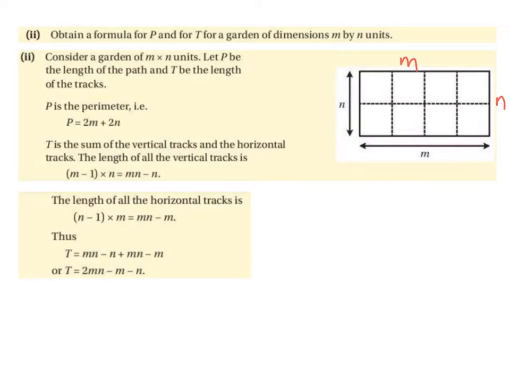Okay, so T is the sum of the vertical tracks and the horizontal tracks. The length of the vertical tracks is going to be m minus 1 times n. m times n is mn, minus 1 times n is minus n. And the length of the horizontal tracks is n minus 1 times m. n times m is mn, and minus 1 times m is minus m.